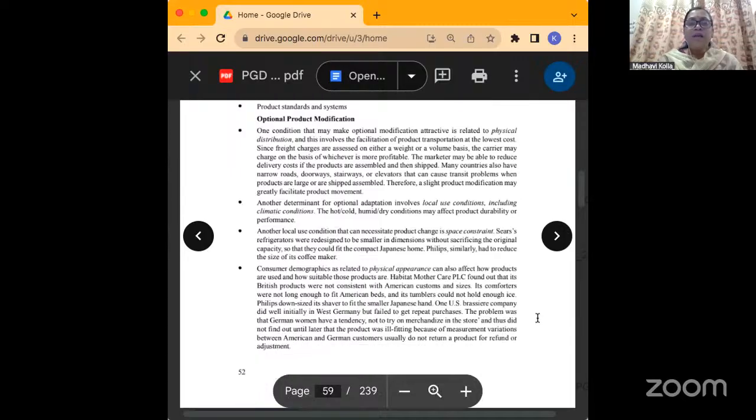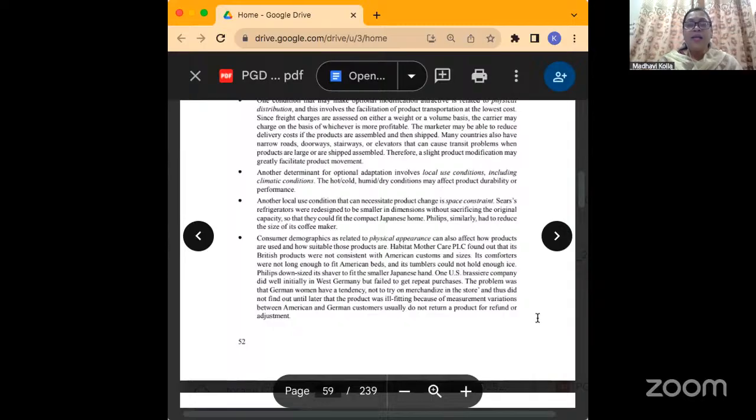At the same time, there are certain optional product modifications that also occur. One of the factors is physical distribution. It can be in terms of weight or volume, it can be a carrier change. There are multiple things. These are not mandatory, but they are good to have. So, optional product modification.